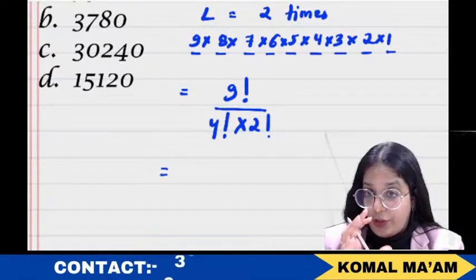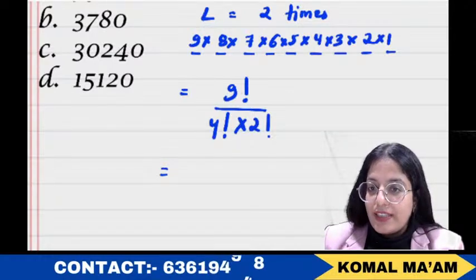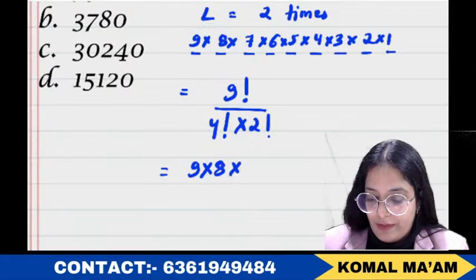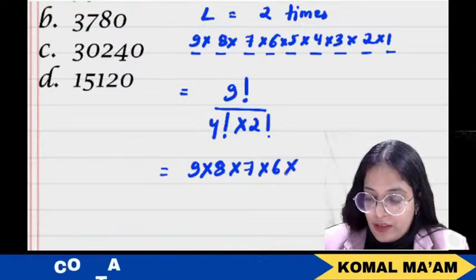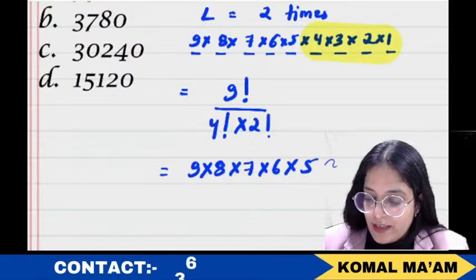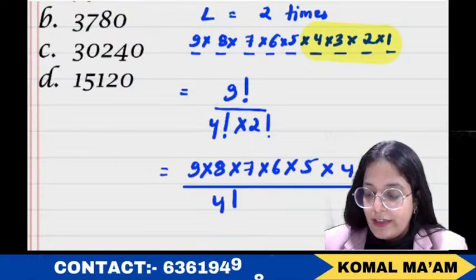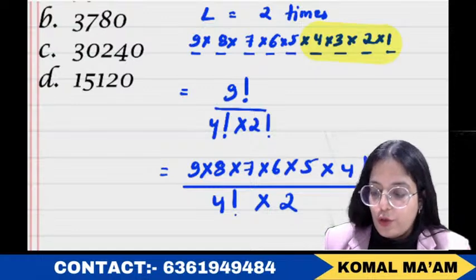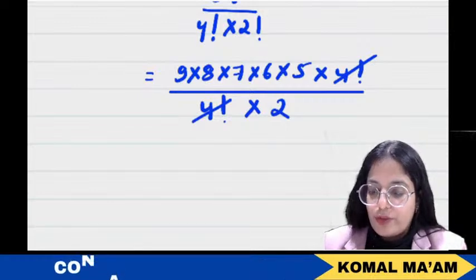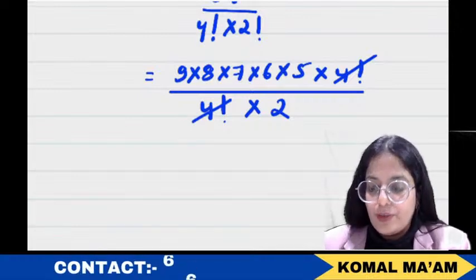For you I am telling you the shorter way. See, 9 factorial itself contains 4 factorial. So we'll write 9 factorial this way: 9 into 8 into 7 into 6 into 5, then 4 into 3 into 2 into 1, which we can write as 4 factorial. Then we have 4 factorial in the denominator already, and 2 factorial is 2. Now this 4 factorial and 4 factorial will get cancelled. Now we'll just divide it.